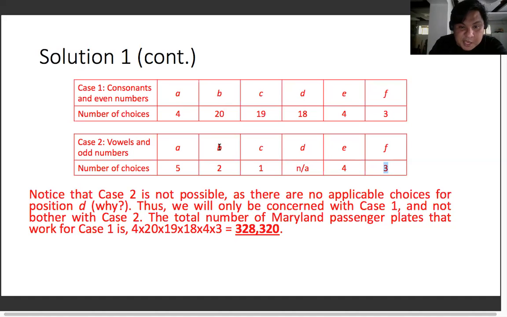So for position B, you only have 2 possible vowels to choose from. Whatever letter you choose for position B, the other letter has to be chosen for position C, which means that you actually have no more vowels left at position D because you only had 2 to begin with. Thus, the total number of plates that would be made up of all vowels and all odd numbers, which have non-repeated characters, is 0 because you have 0 possible choices for position D.